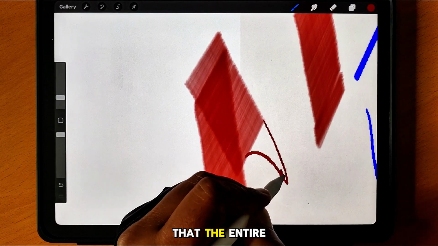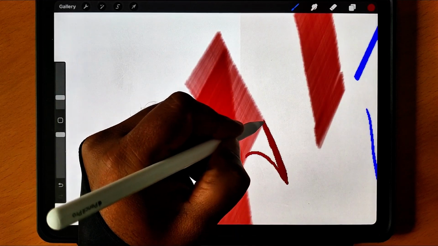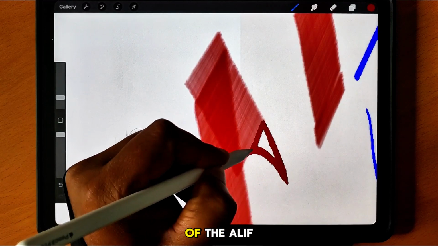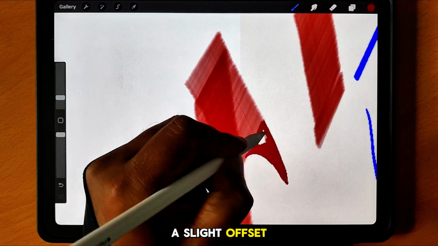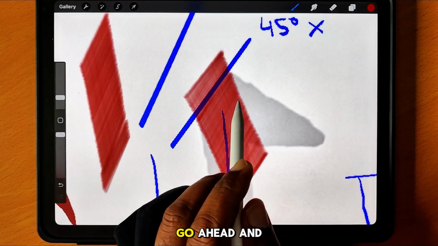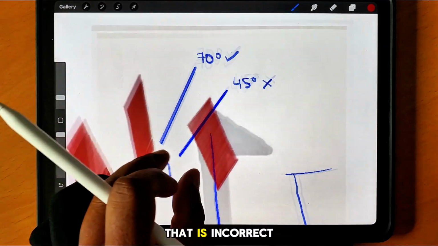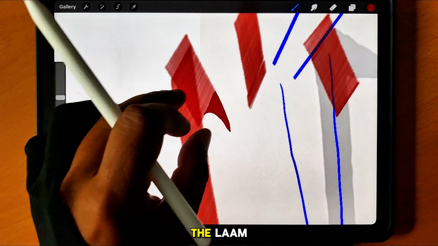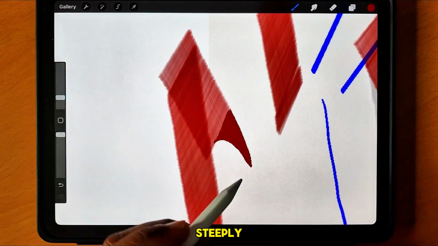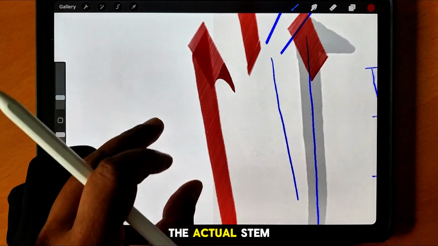So you can see that the entire shape of the hilya is actually quite steep. The angle of the hilya is very close to the angle of the alif itself. It's just a slight offset. So a lot of beginners would go ahead and bring the hilya outright towards the right-hand side. That is incorrect for letters like the alif and the lam. The hilya does come downwards quite steeply, and the angle is very close to that of the actual stem of the letter.